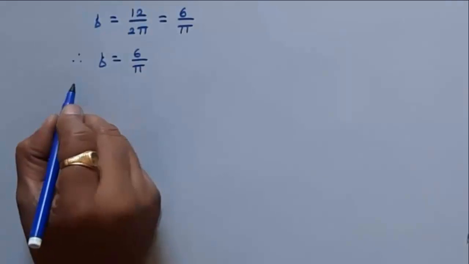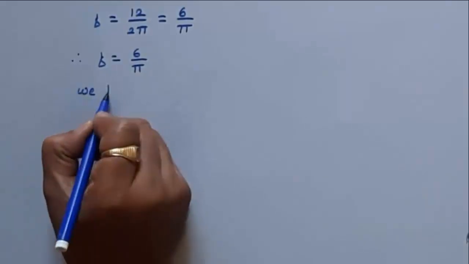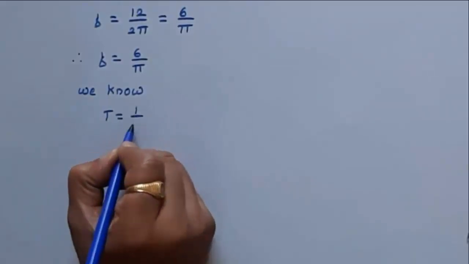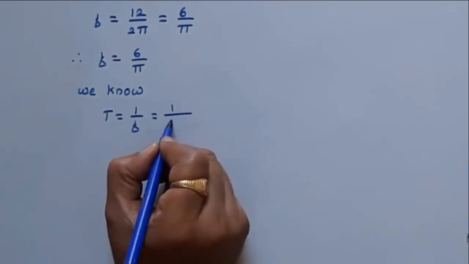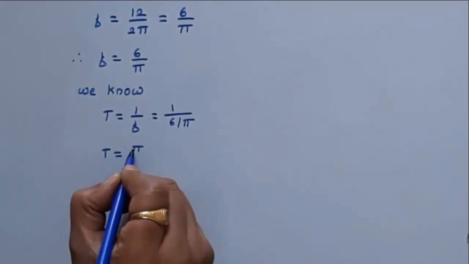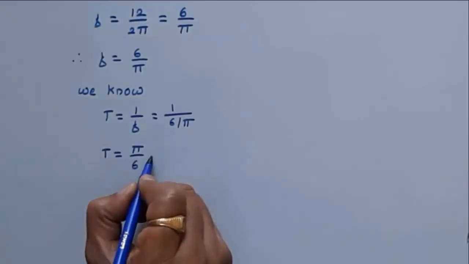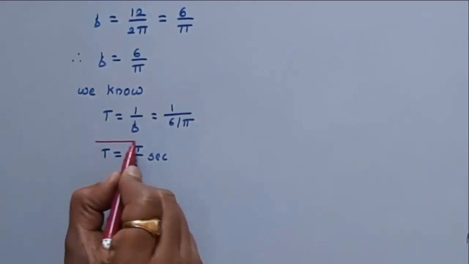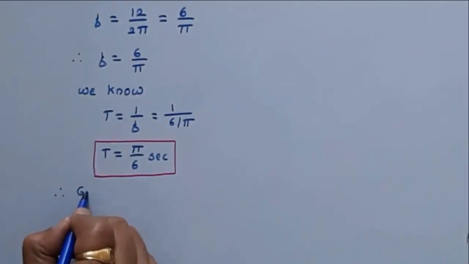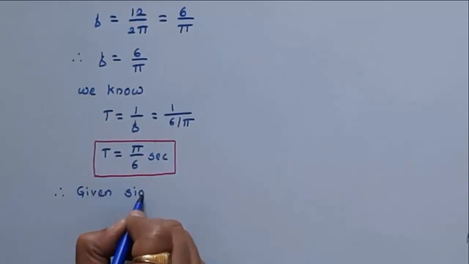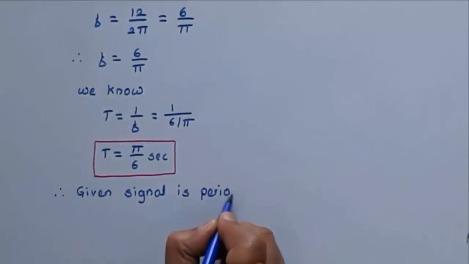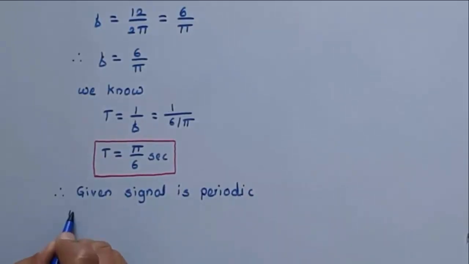We know that for a continuous time signal, the fundamental period is the reciprocal of the fundamental frequency. Therefore, T is equal to pi by 6 second. Therefore, the given signal x of t is periodic with period T is equal to pi by 6 second.